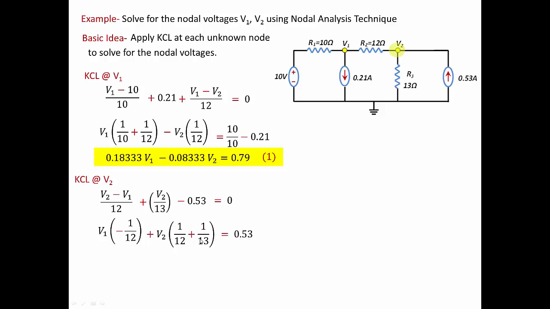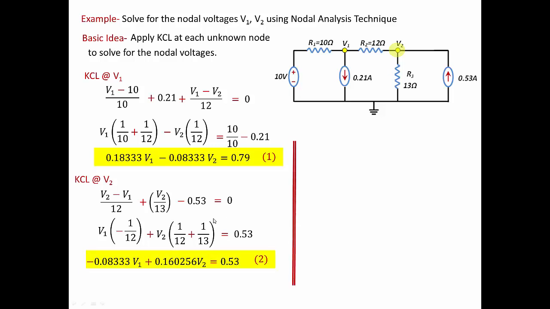And when we clean this equation, what we're going to have is negative 0.08333 times V1 minus 0.160256 V2 will equal 0.53. This is the second equation of the second node. So now we have two equations, two unknowns.